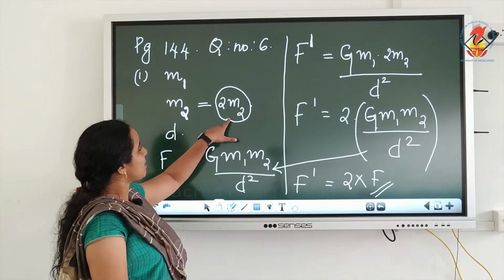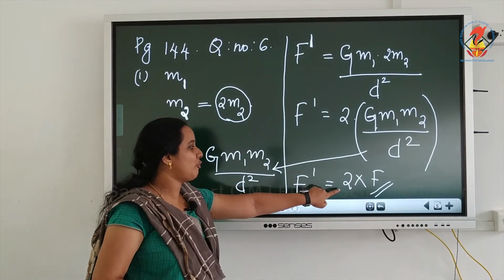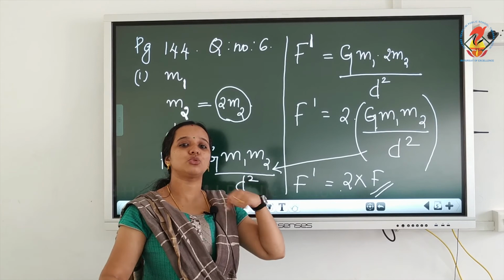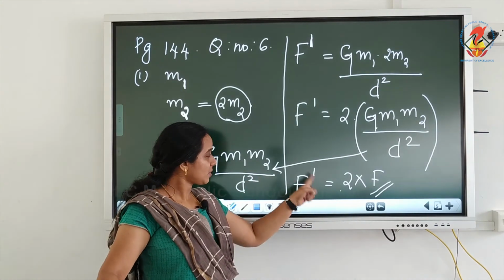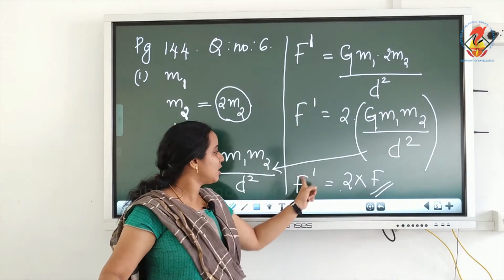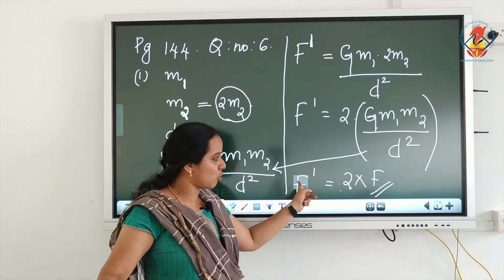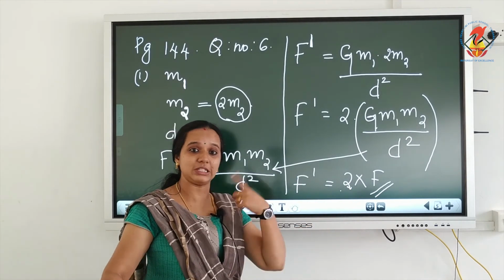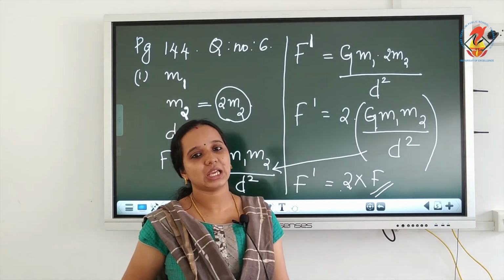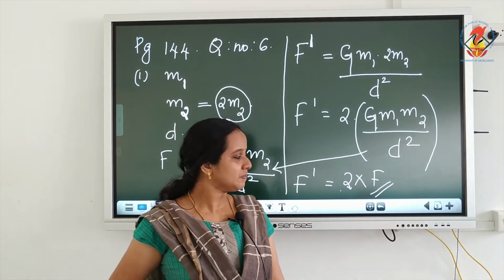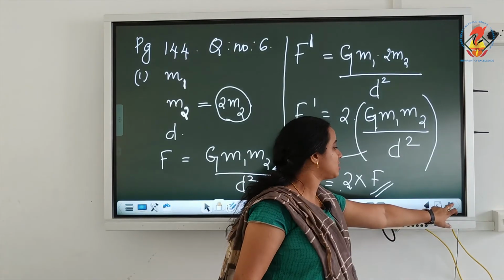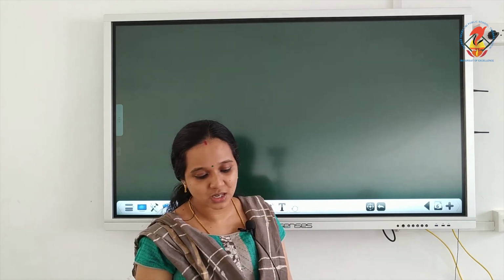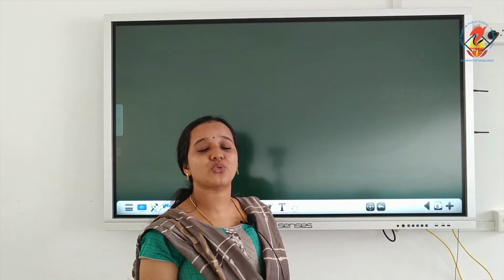So, when one of the masses is doubled, the force increases 2 times. When one of the masses is doubled, the new force will increase by 2 times. It is 2 into, which means the force will increase. Okay, force increases by 2 times. Now, moving on to subdivision 2, the distance between the objects is doubled and tripled.